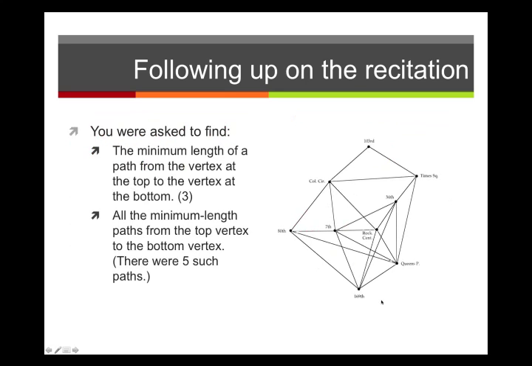What were you asked to do? I mean, what was the problem you were asked to do? You were asked to find the minimum length of a path from a vertex at the top to a vertex at the bottom. That was the problem of saying how many trains it required for me to go to work. And then, given that it took 3 trains, in other words, the minimum length of a path was 3, you were supposed to find all such paths, and in fact, there were 5 of them.